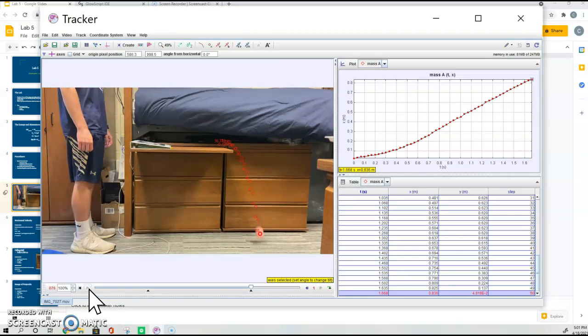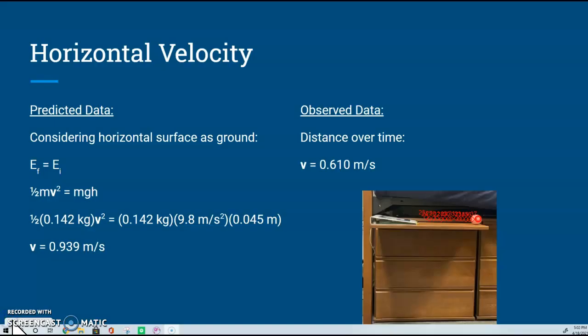This produced position versus time data points, and I was able to use this to make calculations on the coming slides. I'll use them to calculate velocity and other data at different times. I then made different calculations for the predicted data while comparing it to the observed data that I obtained from Tracker. For the predicted data, I first wanted to calculate the predicted velocity of the ball as it rolled across the horizontal surface.